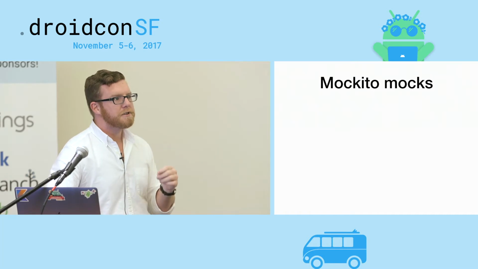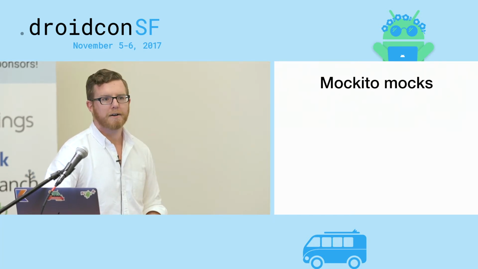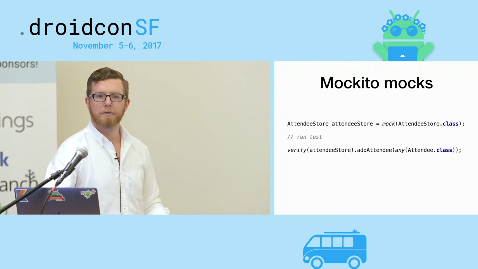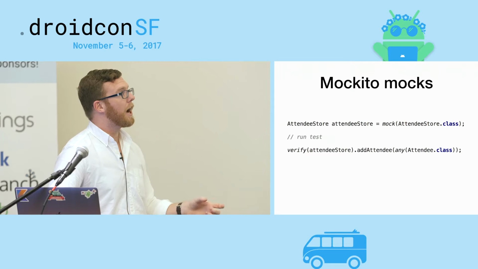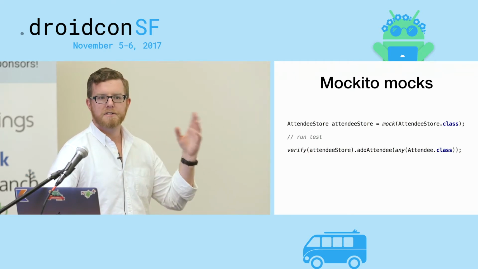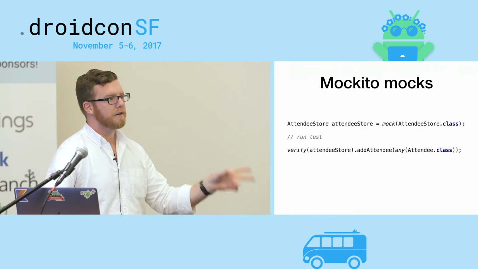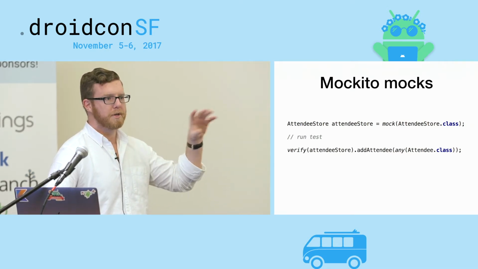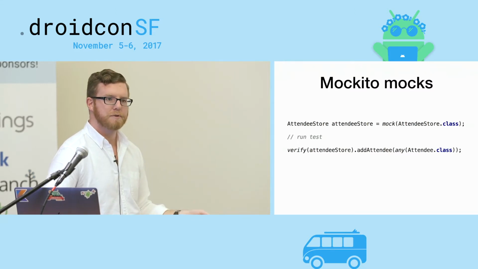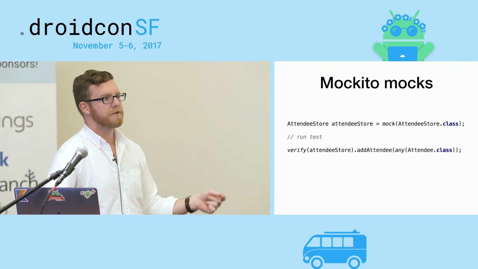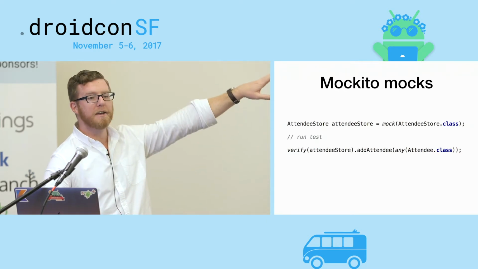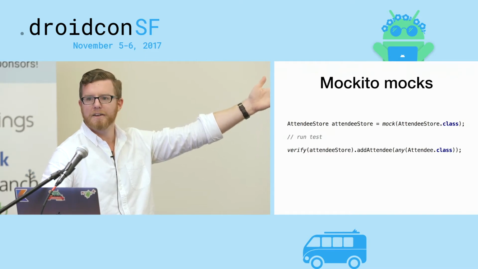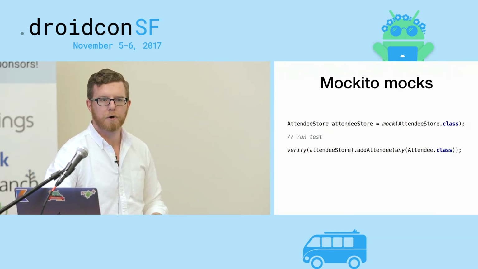So this leads me into how Mockito declares its mocks. With Mockito, since mock is in the name, it does in fact have a mock method. This is a static method on the Mockito object. Basically how this works is you pass in the class that you want it to mock. It creates an empty implementation of that object and puts in some logic to count how many times your methods were called. It records what parameters were passed to that method. So then at the end of your test, you can verify that, in this case, the add attendee method was called on my attendee store.